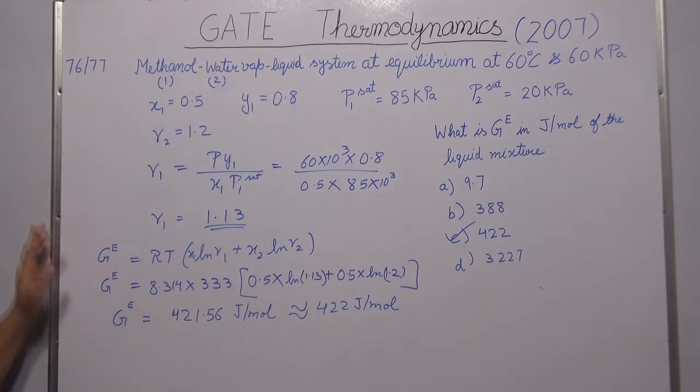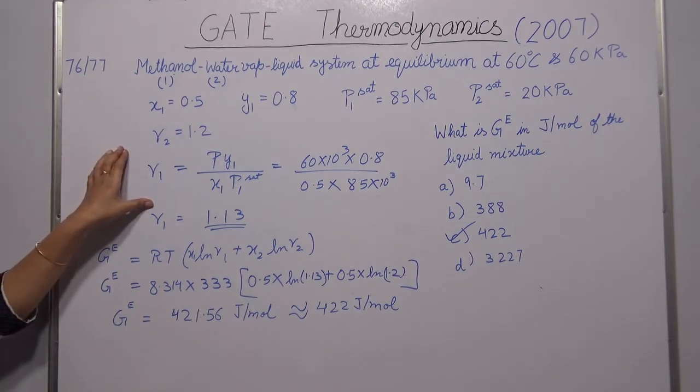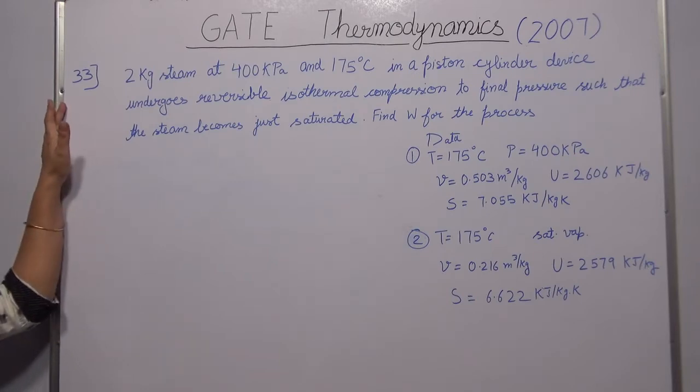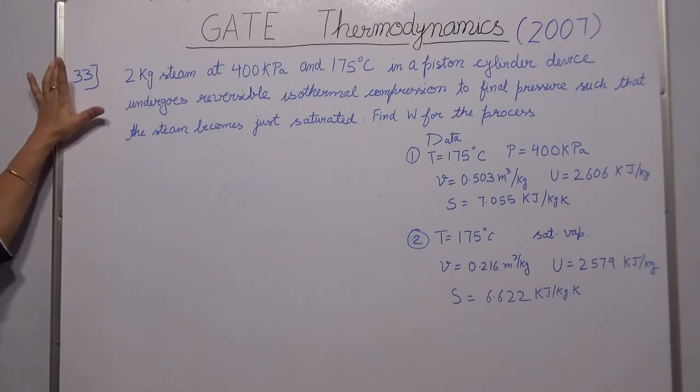So, very simple problem. The only things which you required were your modified Raoult's law and your summability relation, which we have seen several times till now. So the next question which I am going to take is problem number 33.